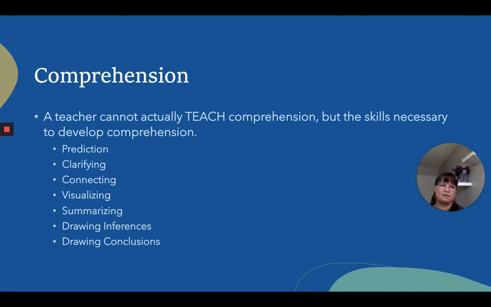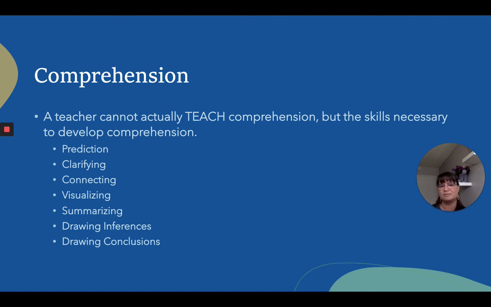And then finally, we get to comprehension. Now, strangely, you can't actually teach comprehension. Comprehension is the end result, but you can teach all of the skills that are necessary to develop comprehension: prediction, clarifying, connecting, visualizing, summarizing, drawing inferences, and drawing conclusions. Those are all skills necessary for teaching comprehension.